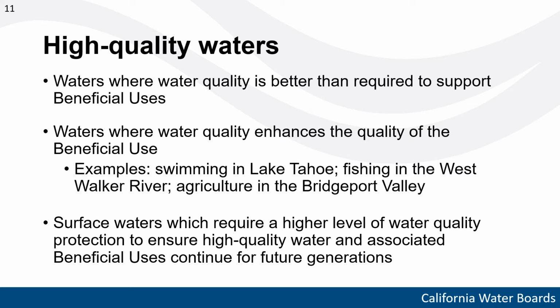One way to think about how a high quality surface water might enhance a specific beneficial use is to think about swimming in Lake Tahoe. The exceptionally clean water of Lake Tahoe will likely enhance your swimming experience when compared to swimming in a muddy lake, for example. So this is one way in which a high quality surface water might enhance a beneficial use. In my Lake Tahoe example, the water contact recreation use is enhanced by the clean, clear, and likely a little cold water of Lake Tahoe.